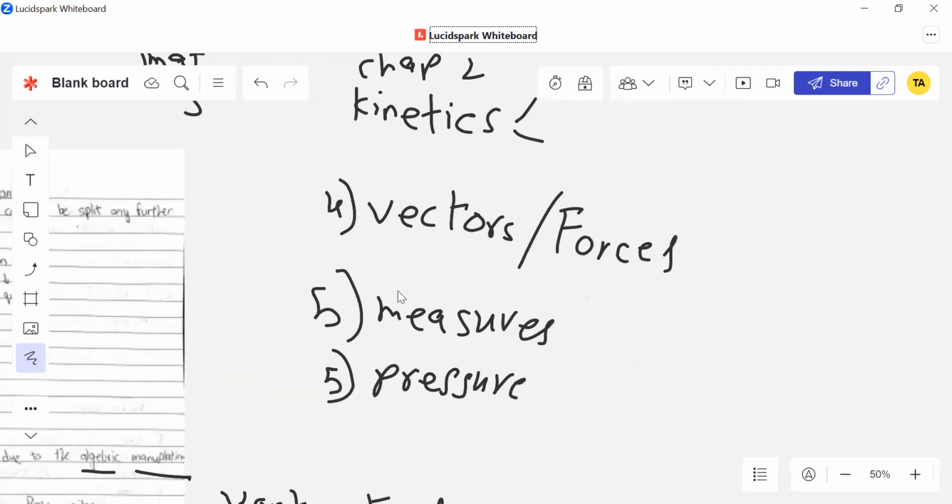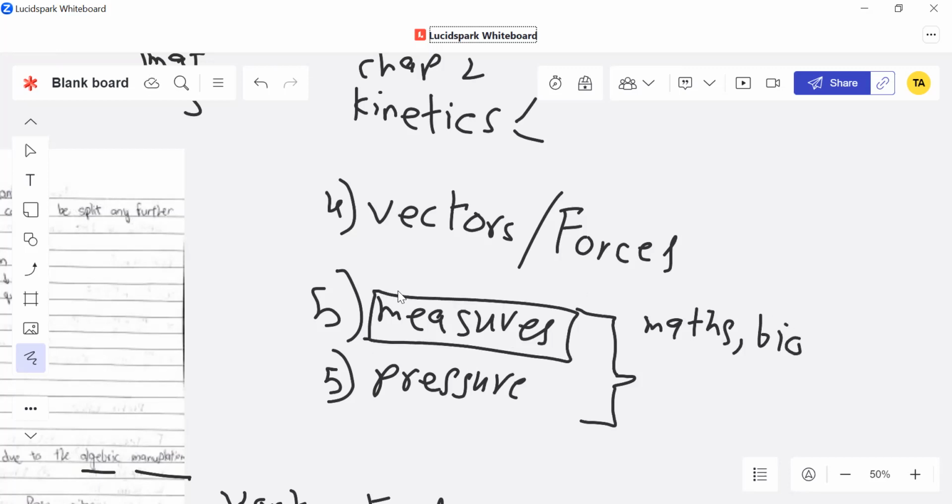And these 2 chapters, measures and pressure, will be in other subjects as well. For example, you'll find the measures chapter in maths. You'll find it in biology as well. So in maths and biology, you'll find measures in those subjects too.